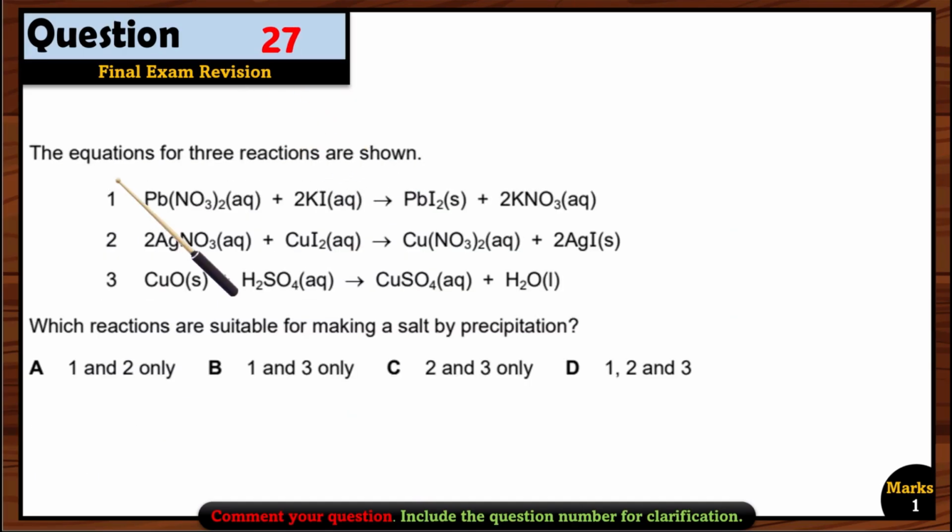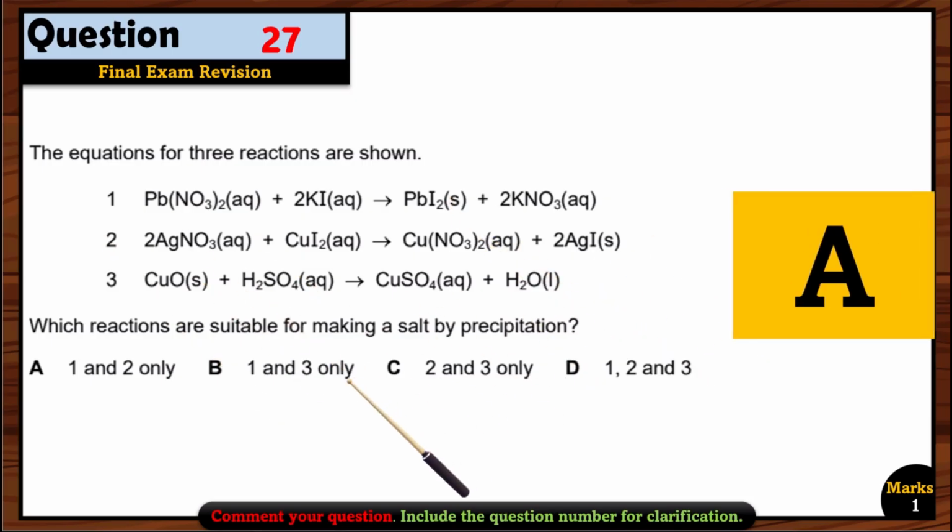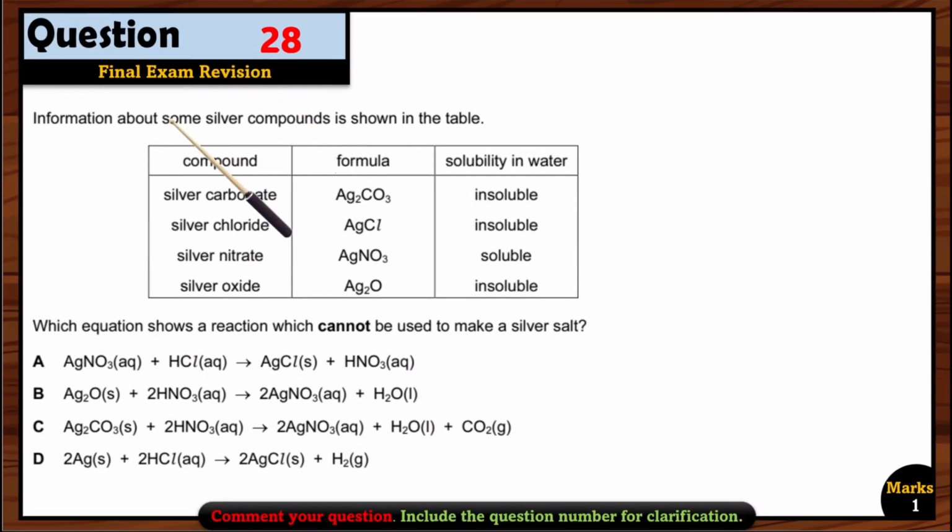Question 27. The equation for 3 reactions are shown over here. Which reactions are suitable for making a salt by precipitation method? That's obvious from here. If you can see these ones. So this one is producing a product that is solid. This one is also producing a product that is also solid. So it means they both are precipitate. But this one is a soluble one, and they will use a titration method, not the precipitation method. Okay, so 1 and 2 are the right option. That is A.